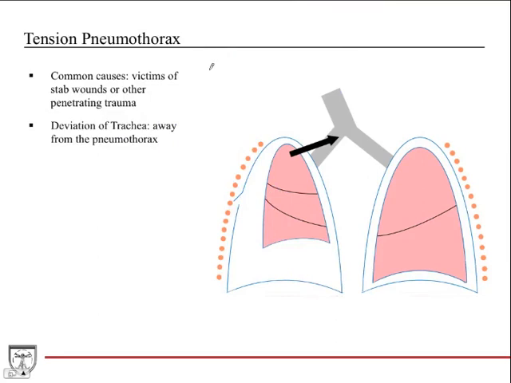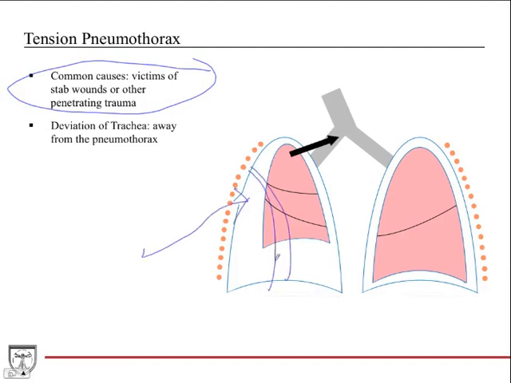So again, the common cause of this is victims of stab wounds or other penetrating trauma. And then as far as the position of the trachea, since you let all this air in and it continues to expand and expand and expand, the way I like to think about it is the pleural space continues to expand and push the lung and push the lung and push the lung this way. So eventually you push the trachea away from the pneumothorax.